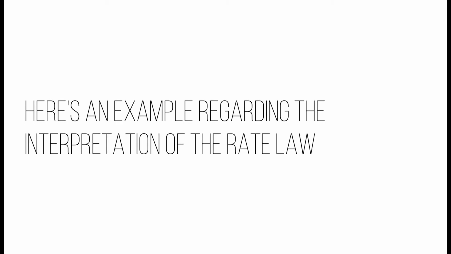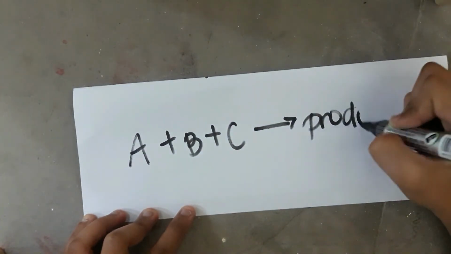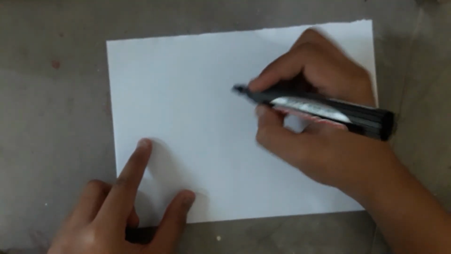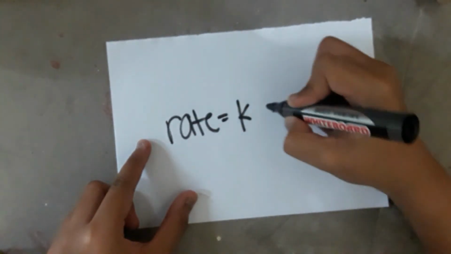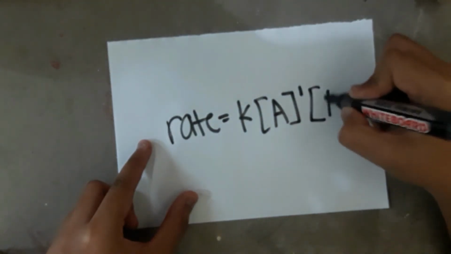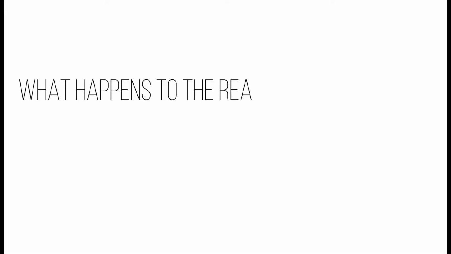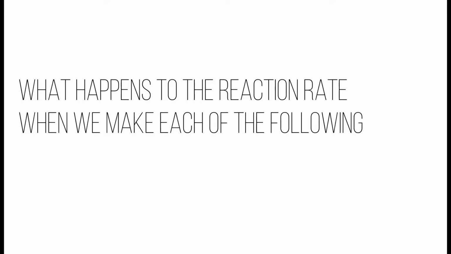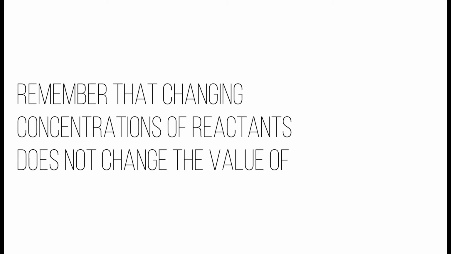Here is an example regarding the interpretation of the rate law. For a hypothetical reaction, A plus B plus C react to form certain products, the rate law is determined to be rate equals k multiplied by the concentration of A raised to the power of 1 times the concentration of B raised to the power of 2. What happens to the reaction rate when we make each of the following concentration changes? Remember that changing concentrations of reactants does not change the value of k.